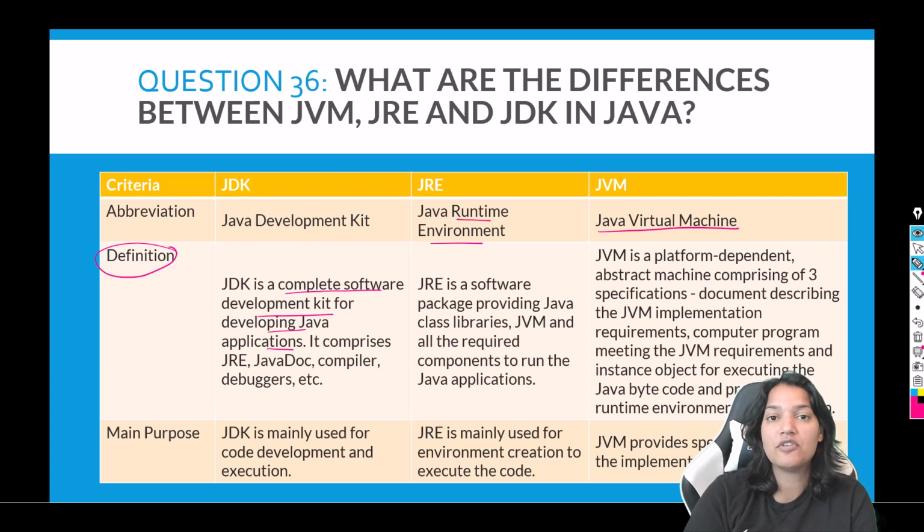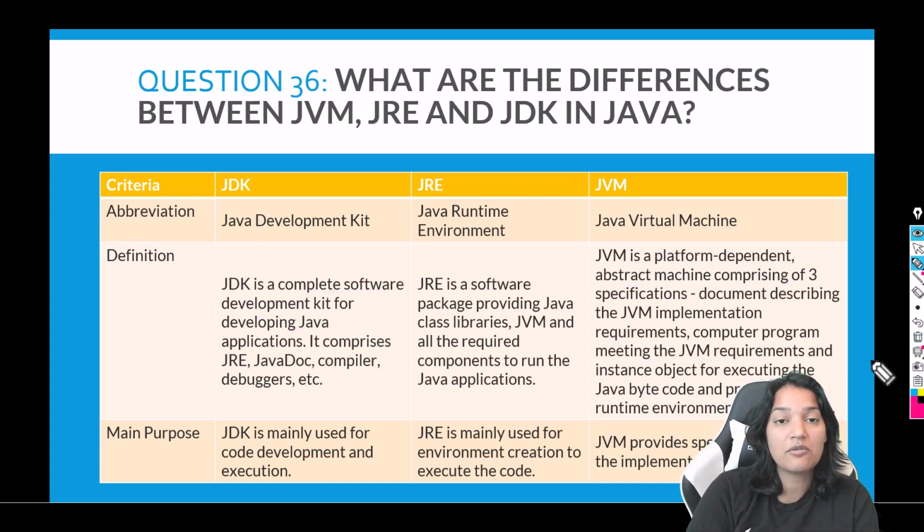Now, what is JVM? JVM is a platform-dependent abstract machine comprising 3 specifications. It basically has the guidelines. It has a document describing the JVM implementation requirements, a computer program meeting the JVM requirements, and an instance object for executing the Java bytecode and providing the runtime environment for execution. So JVM is the one that provides the environment in which you are going to run your Java program. That is the purpose of the JVM.